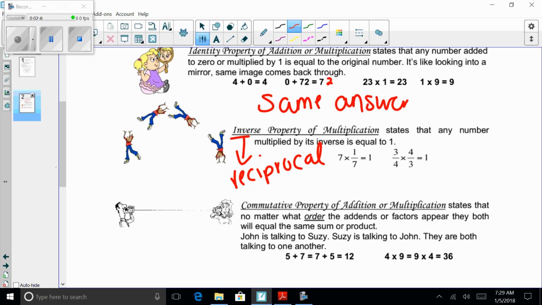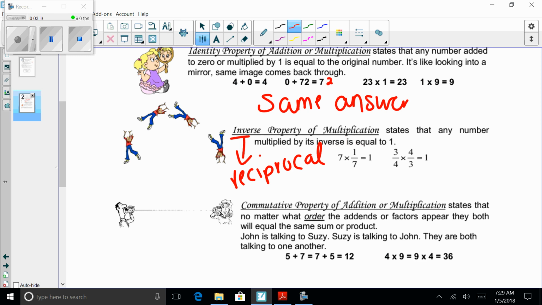Your commutative property of addition or multiplication states that no matter what order the addends or the factors, so the pieces you're using, appear, they both will equal the same sum or product. The best way I can tell you is you can move around within your community. If you and your friend were standing side by side, you could switch places and the same thing is still going to occur.